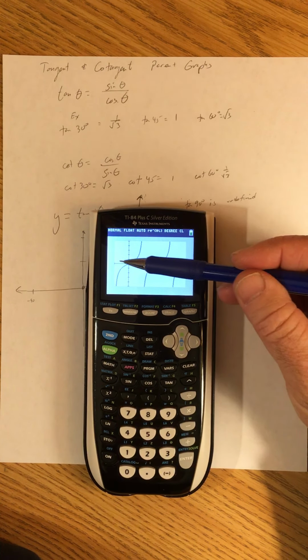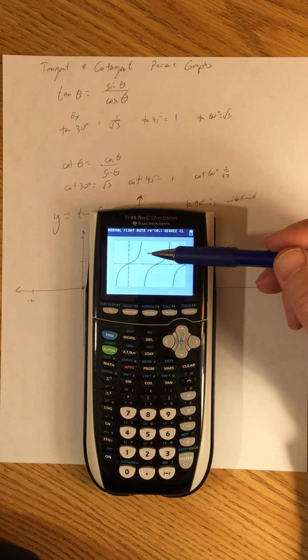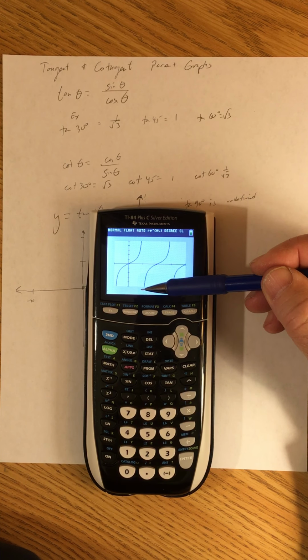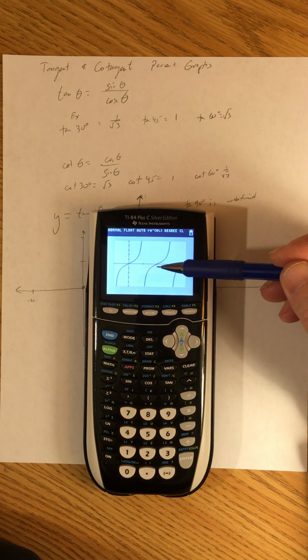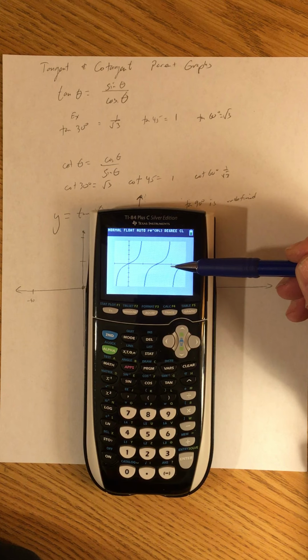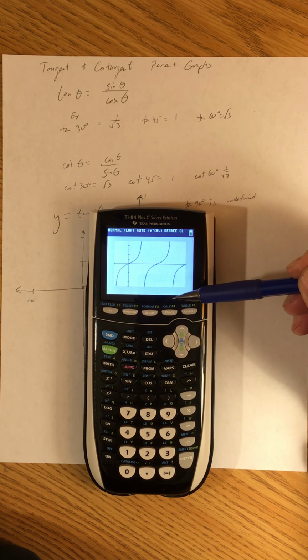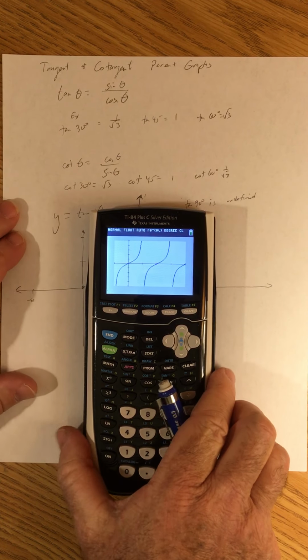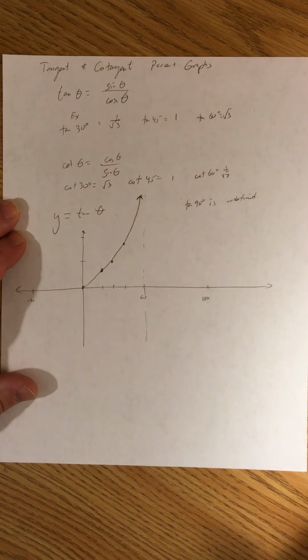Okay, now this is a periodic function. There are asymptotes at 90 degrees here. That's 180. There's another asymptote at 270. Okay, so here is what we're going to do for the assignment.